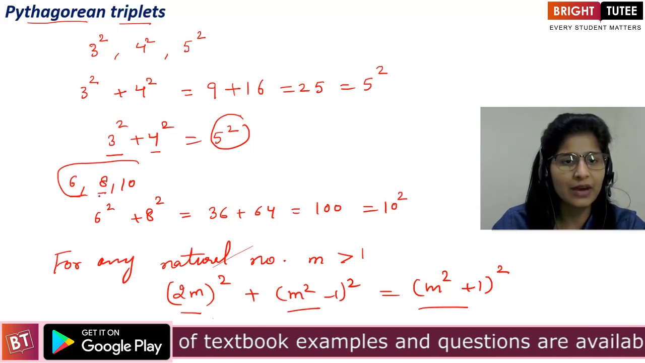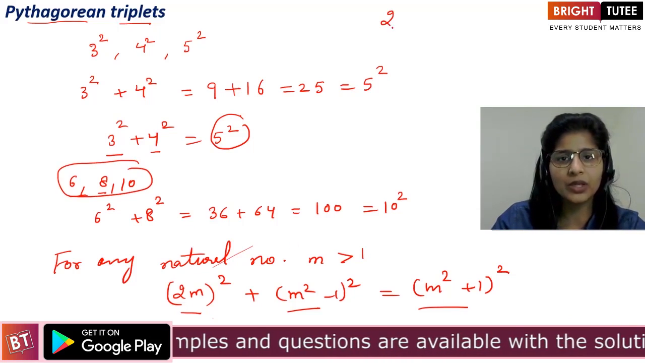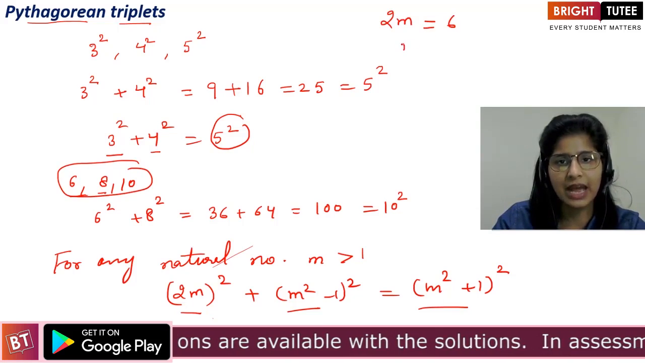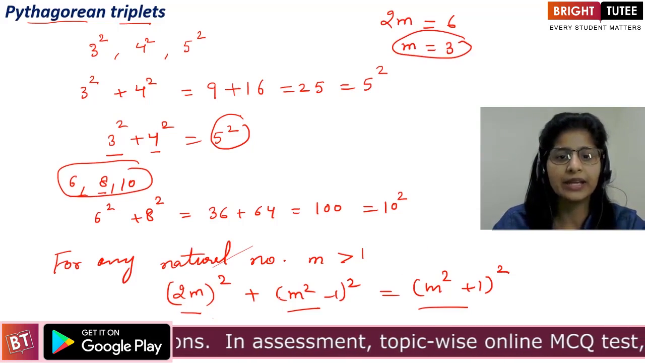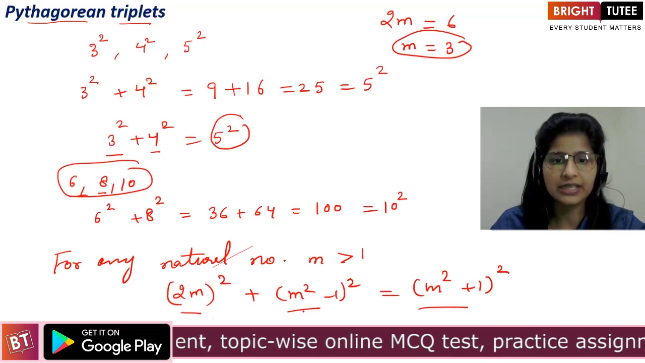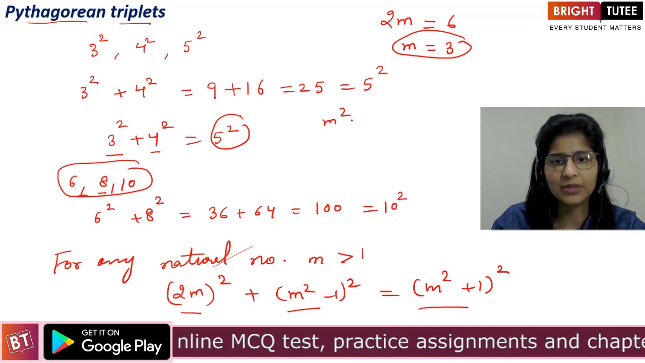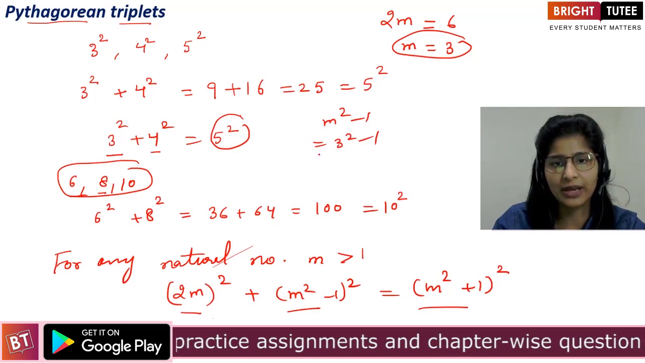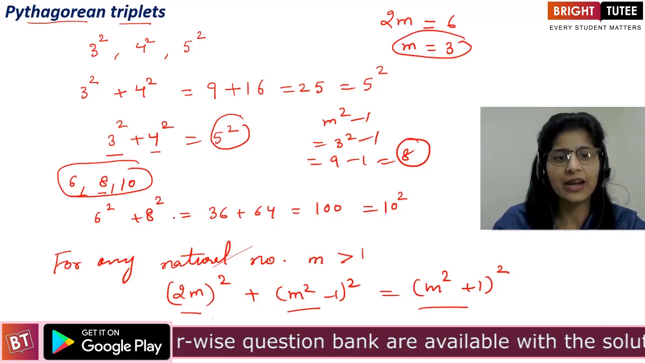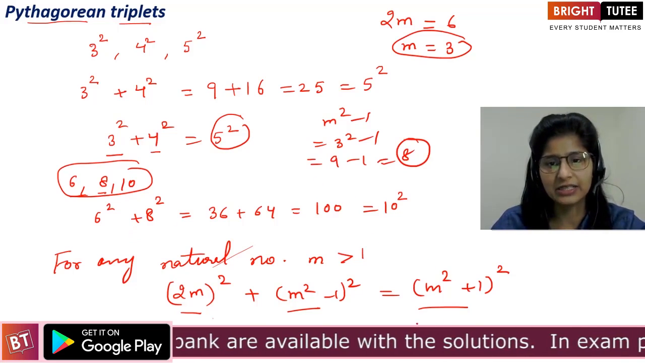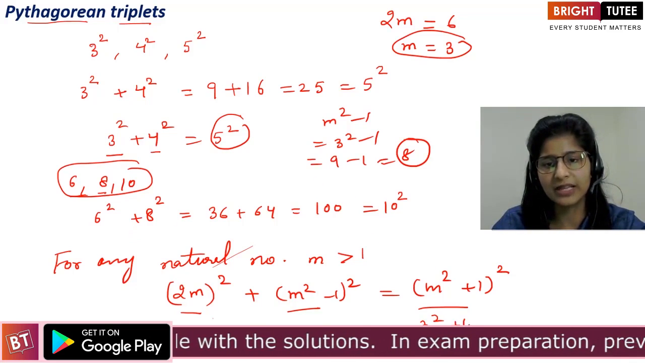Just to see, here we have 6, 8, 10. So keeping 2m equal to 6, m will be equal to how much? 3. m is equal to 3. Now we can find the others, right? m square minus 1 will be 3 square minus 1, that is 9 minus 1, 8. Right? You got 8 and from the next one you should get 10. Just to see, here 3 square plus 1, right?